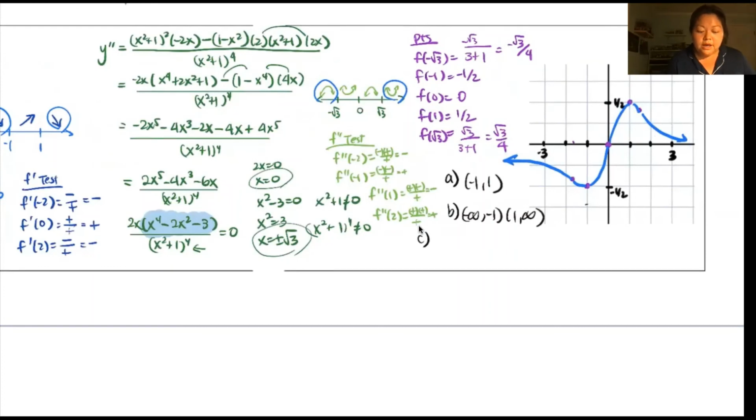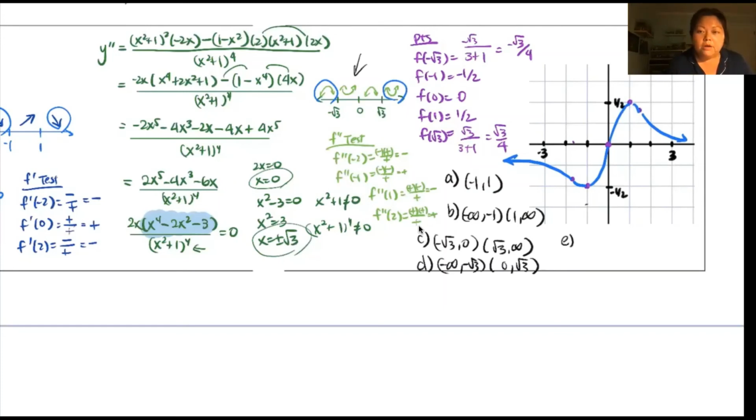Part C, when is it concaving up? So looking at my second derivative test here, it concaved up from negative root 3 to 0, and from root 3 to infinity. And you wouldn't have known that unless you did this analytically. There's no way to see it from the graph, right? Part D, when is it concaving down? From negative infinity to negative root 3, and then from 0 to positive root 3.